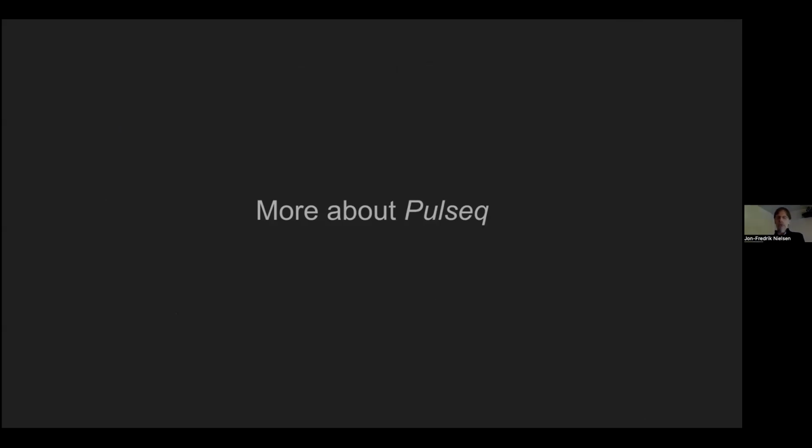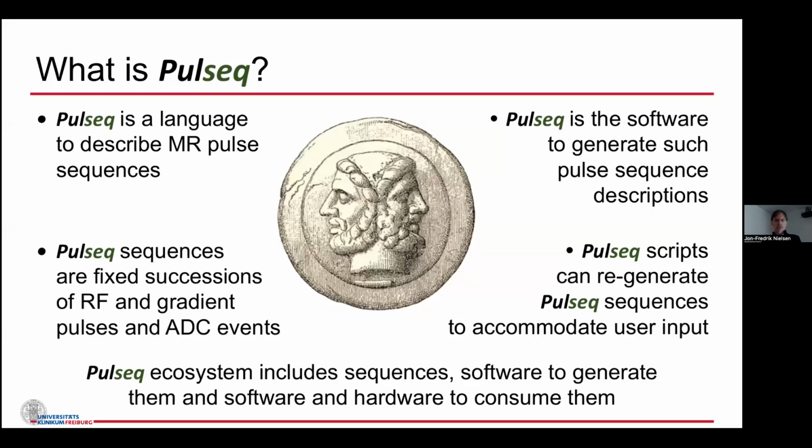A little bit more about Pulseq. Pulseq is a general purpose language, not just for SMS EPI, that describes MR pulse sequences. It's also the software to generate the pulse sequence, specifically all the tools that I mentioned, MATLAB or Python. And it's also an ecosystem and really a community to generate sequences and the software to play them on.